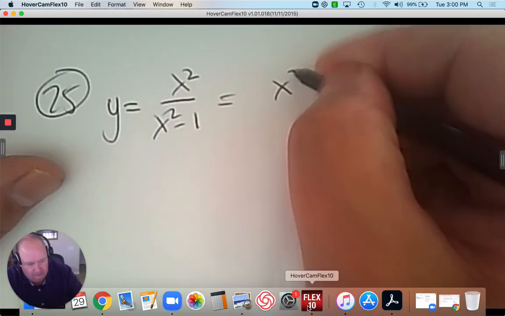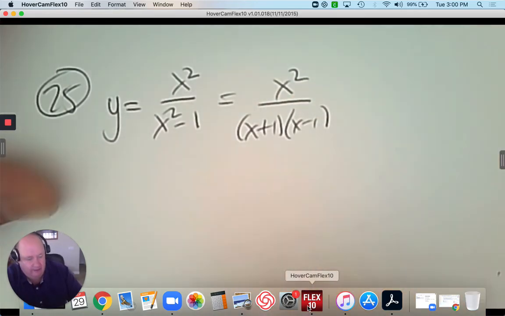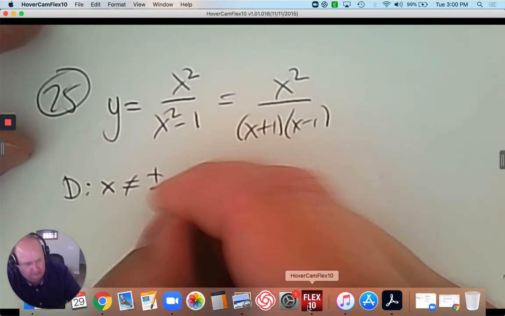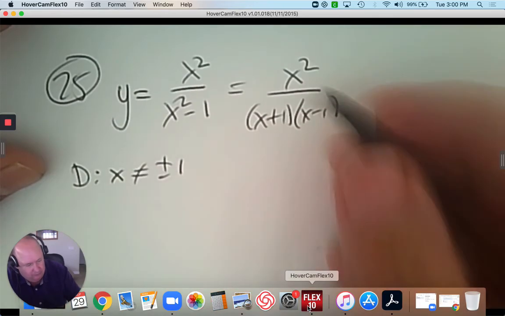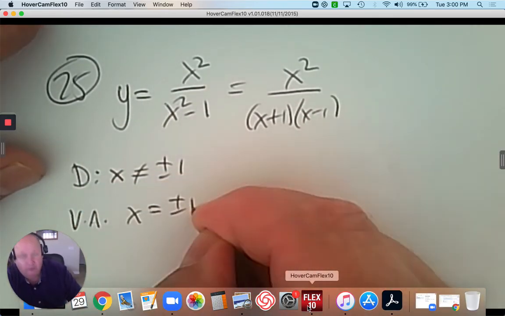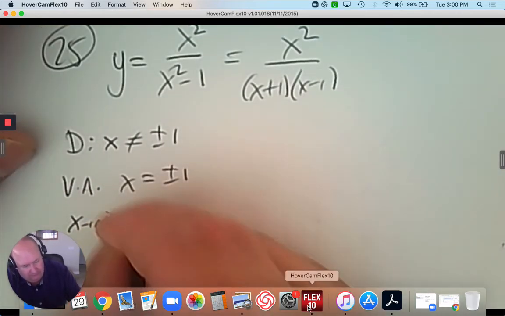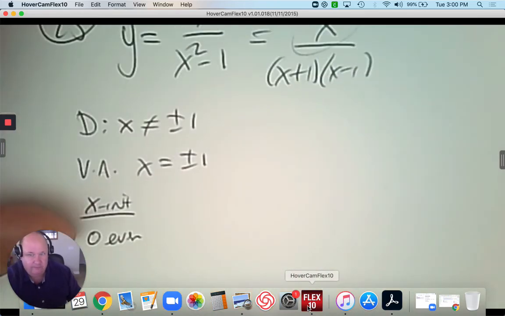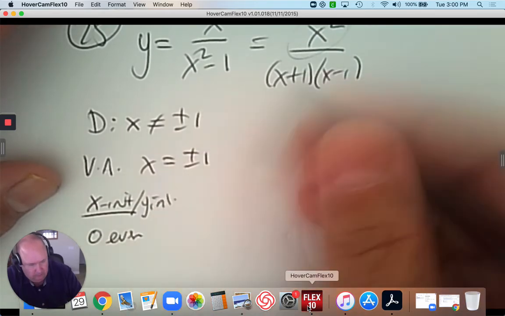So first I'm going to factor. Then I'm going to list the domain. So I know that x cannot equal positive and negative 1. That means, and there's nothing removable, so both of those are vertical asymptotes. The intercepts, we have an x-intercept at 0, and it's even, so it just touches. That's also the y-intercept as well, when you plug in 0.